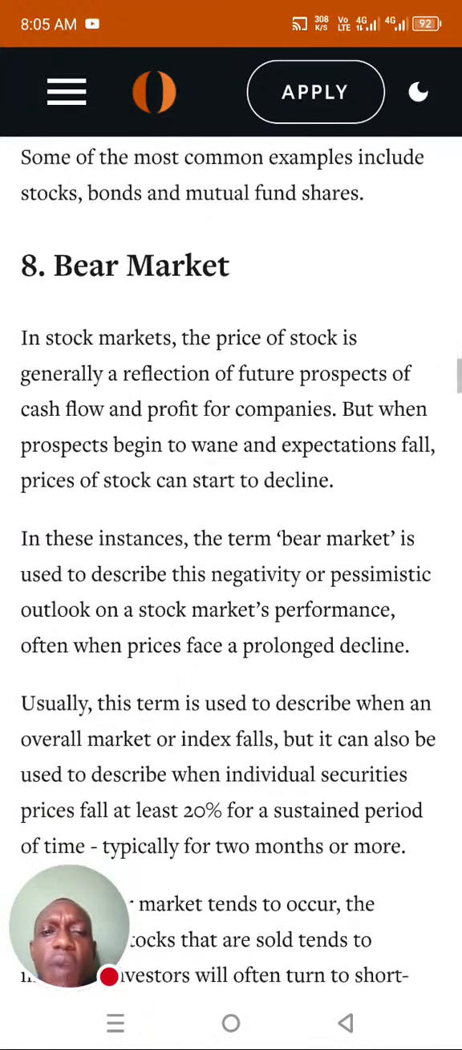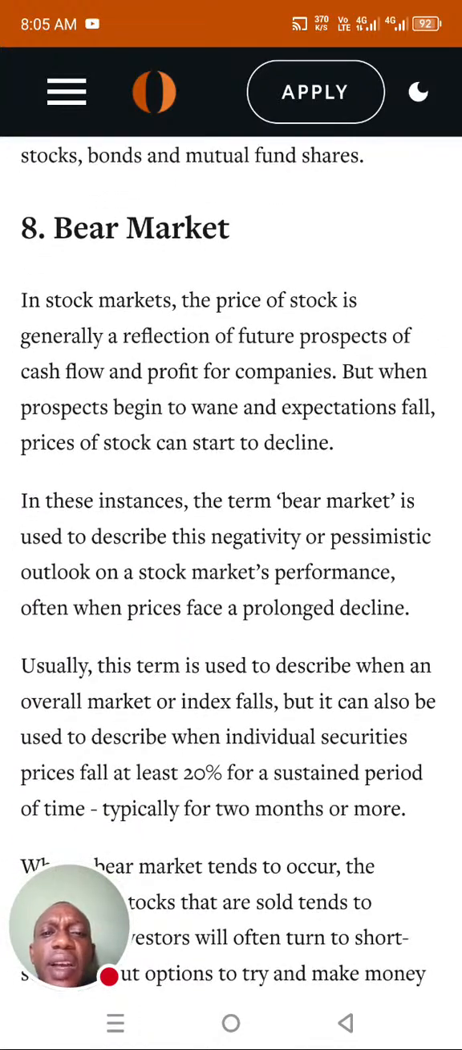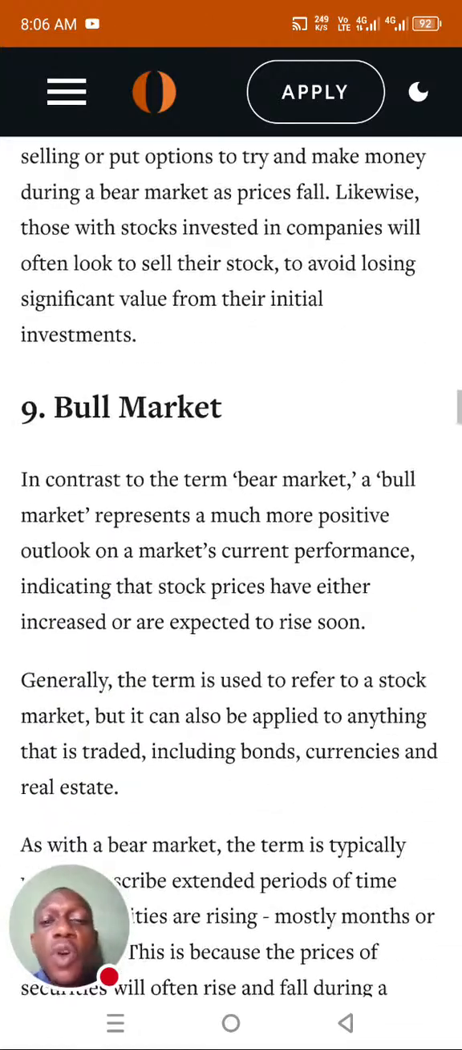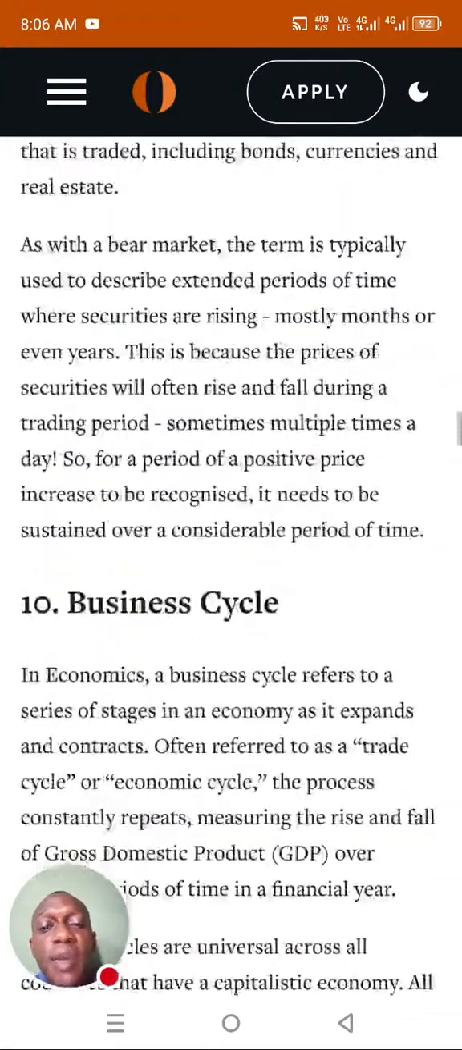Now, another one, bear market. When the market is selling, that is when the market is going down, is losing its value. The price of a stock is generally a reflection of future prospects of cash flow and profit for the company. But when prospects begin to wane and expectations fall, the price of the stock can start to decline. So when it's going down, we call it bear market. And when it's going up, we call it bull market. And that's number 9 over there.